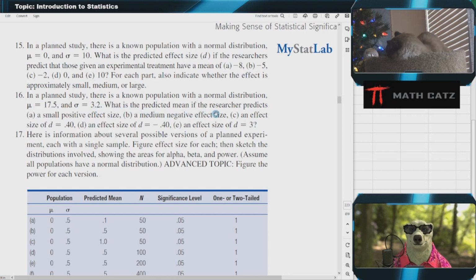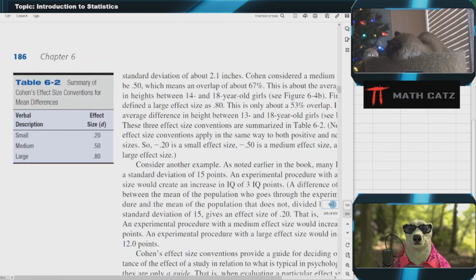What is the predicted mean if the researchers predict a small positive effect size, medium, and a bunch of different effect sizes? We'll do, like I said, B and C. So in B, a medium negative effect size. Let's go back to that page 186 where the table is. Medium negative, so negative 0.5 is my effect size.